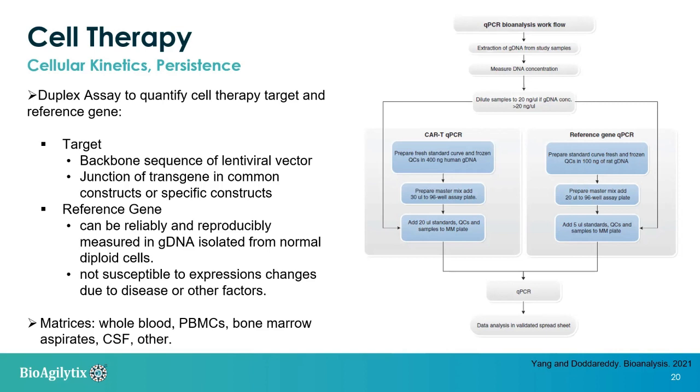And then the reference gene should be reliable and reproducible. You should be able to measure it. And the most important thing is when you choose your reference gene, you have to make sure that it's not susceptible to changes in expression in, for example, a disease state or other factors that could contribute to variability in expression levels of that reference gene. The matrices that are often collected for this type of analysis include whole blood, PBMCs, maybe bone marrow aspirates, and even other matrices depending on the distribution profile of that cell therapy or even the route of administration of that cell therapy.